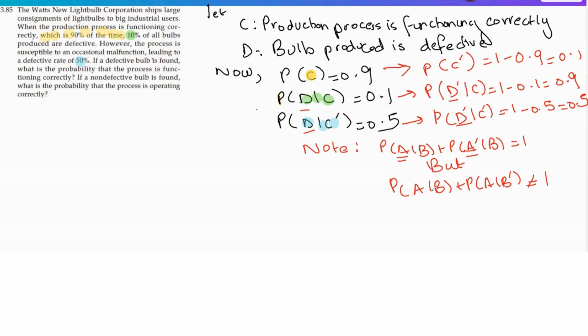But this is not true because here you're looking at two different sample spaces. Here you're looking at the probability of A given B, and here you're looking at the probability of A given B prime, right? So there's no reason for this to be true. So that is for this.